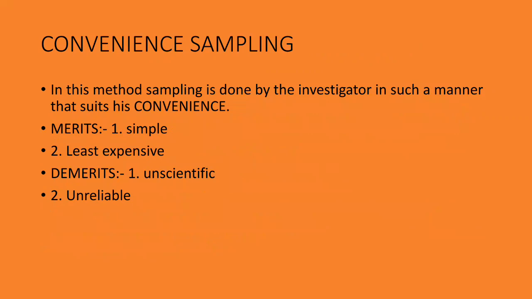The last method of sampling is convenience sampling. In this method, sampling is done by the investigator in such a manner that suits his convenience. For example, by sitting merely in an office, if he has to do a study about the teachers in a school, then he can merely look at the list of the teachers and select any 10 or 15 teachers from that list without thinking about the purpose of investigation. Its merit is, it is very simple and least expensive method, but it is an unscientific and unreliable method as the purpose is ignored in this sampling.